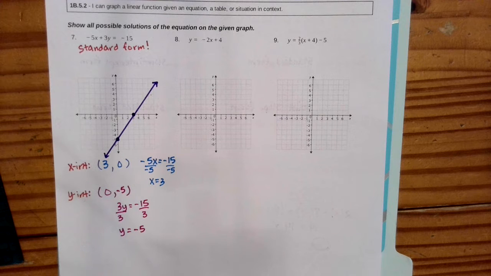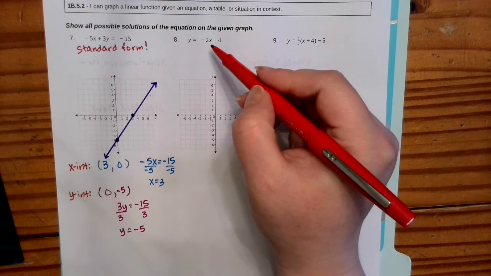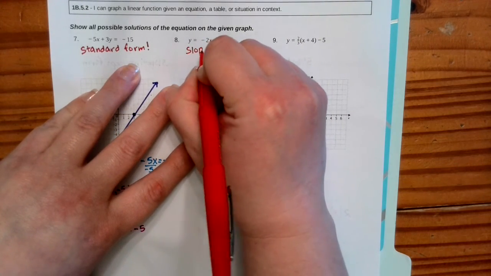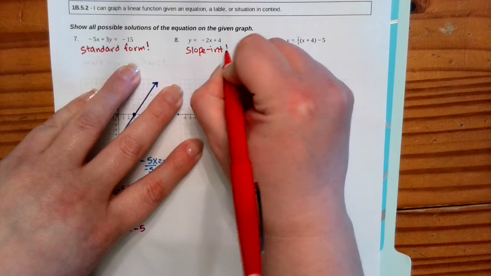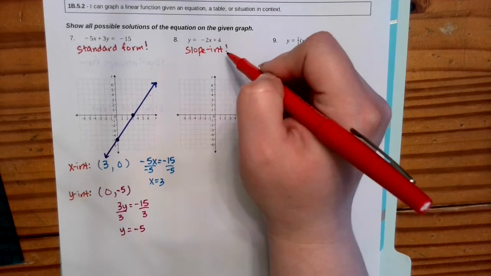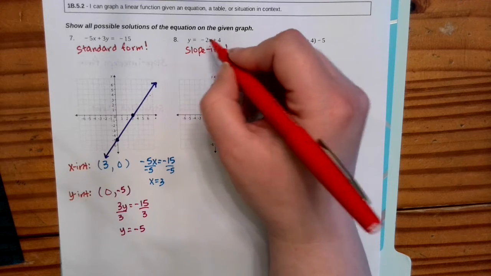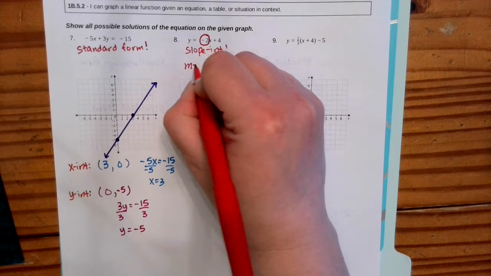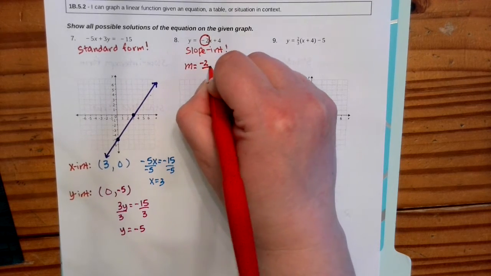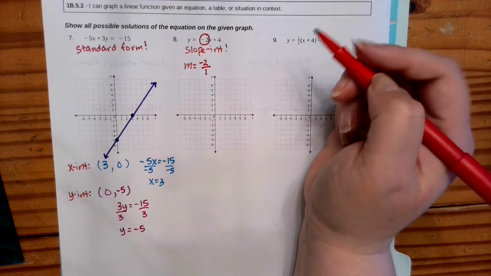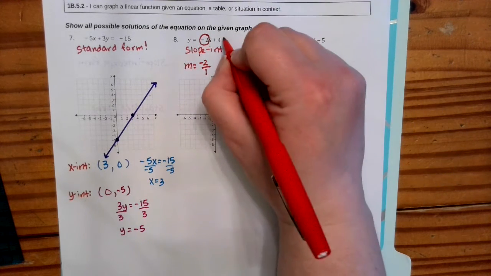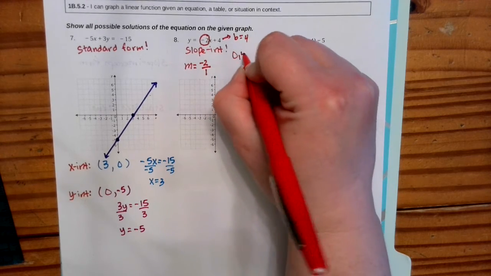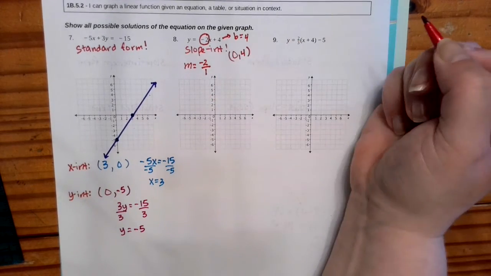Question 2 then, y equals negative 2x plus 4. This one should look really familiar. This one is slope-intercept form, which means it gives you the slope and the y-intercept. So hopefully you can look at this and see that your slope is negative 2. I'm going to write that as negative 2 over 1, because we usually write our slope as a fraction. And then we can see that the b value here is 4, which means our starting point is the y-intercept at 0, 4.